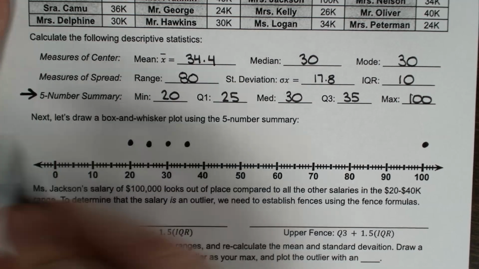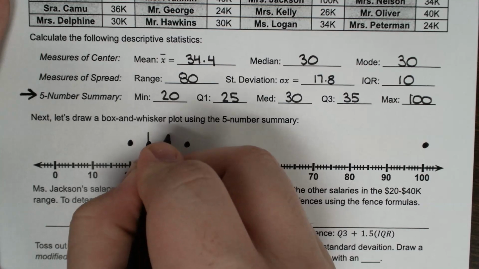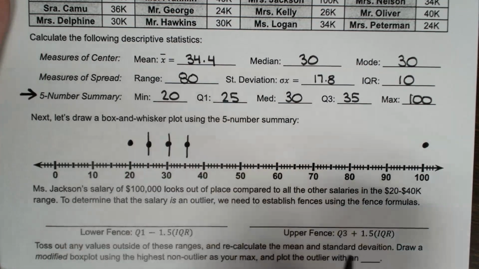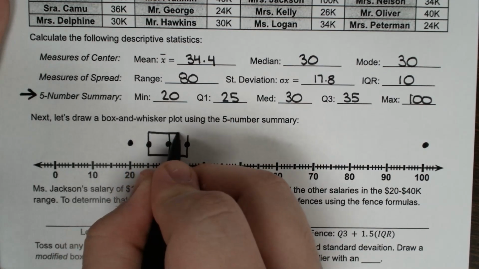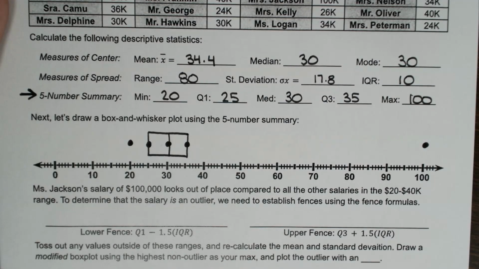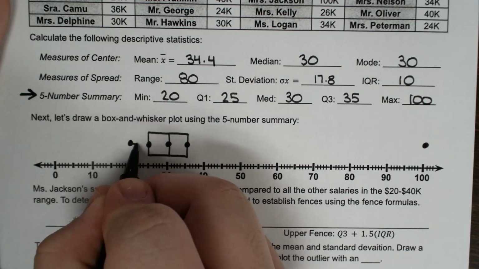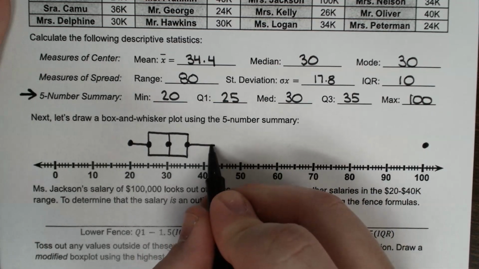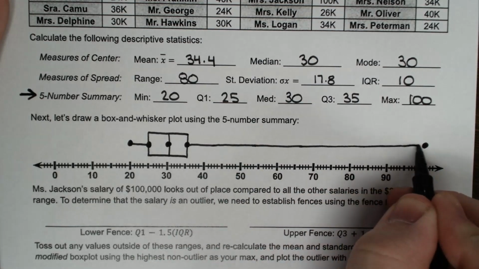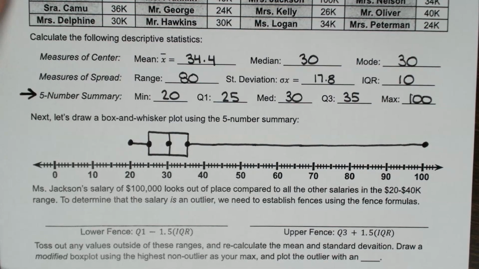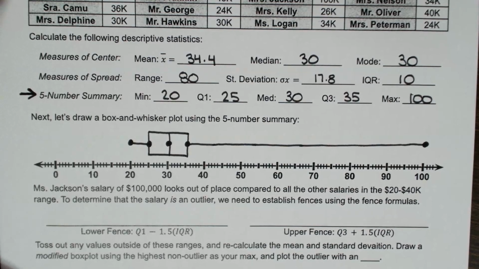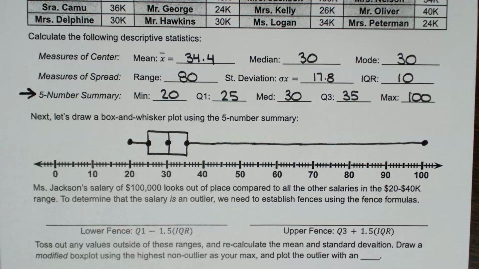Then, those middle 3 dots, the 25, 30, and 35, you're going to draw a little vertical line through them. And then connect the bottom and top of those lines to get your box. For the whiskers, connect the minimum to Q1 and the maximum to Q3. This long, long, long line. So this is kind of confirming our suspicion that maybe Miss Jackson's salary of $100,000 might be an outlier. Because again, we got one of those super long whiskers.